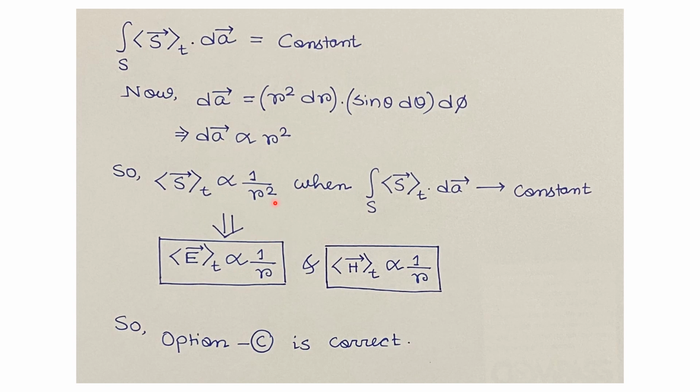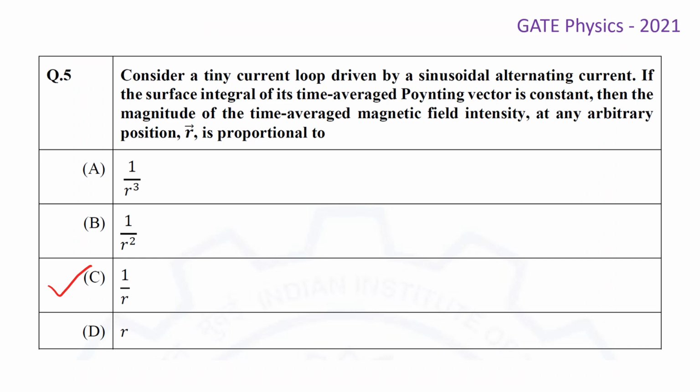Now from this we can conclude our time averaged electric field vector will be proportional to 1 by r, and the time averaged magnetic field intensity will vary as 1 by r. If you remember the case of oscillating dipole, for an oscillating dipole, both the electric field and magnetic field vary as 1 by r. So among these four options, the option C is the correct answer, that is 1 by r.